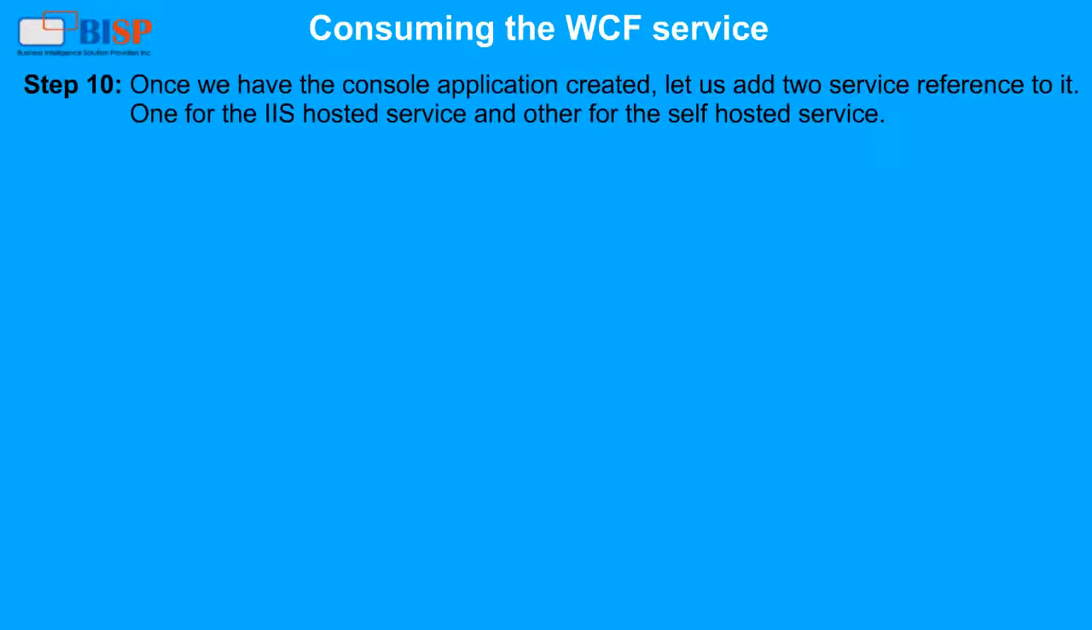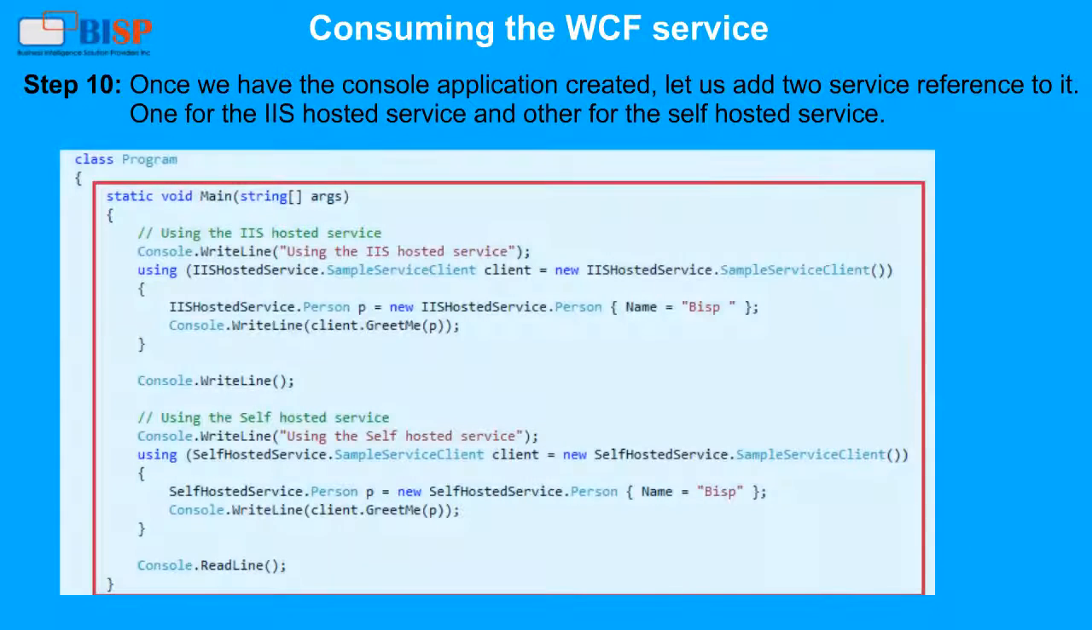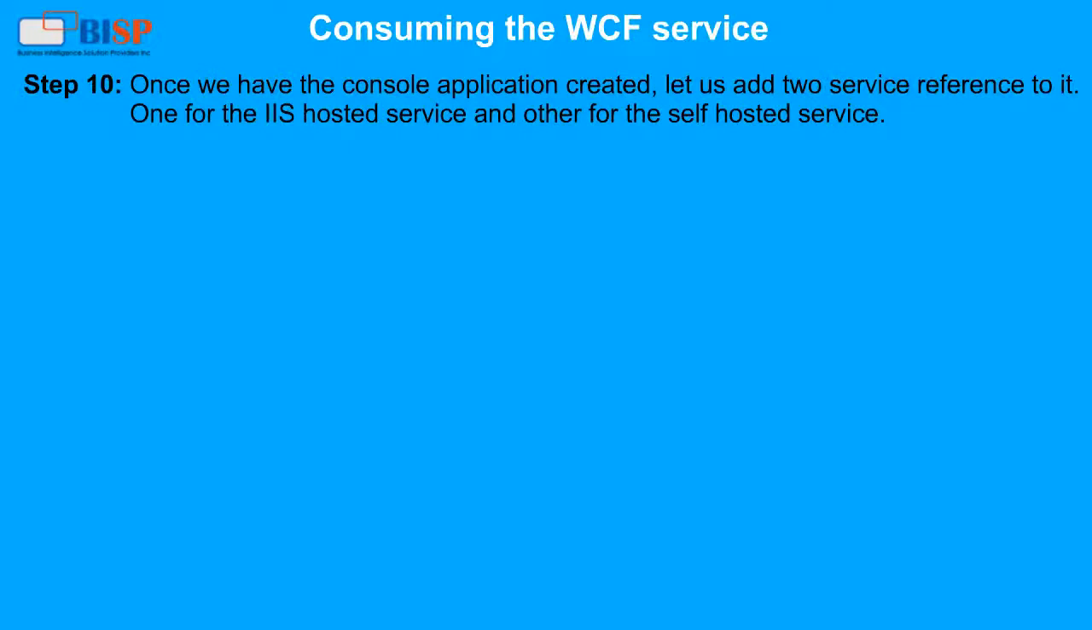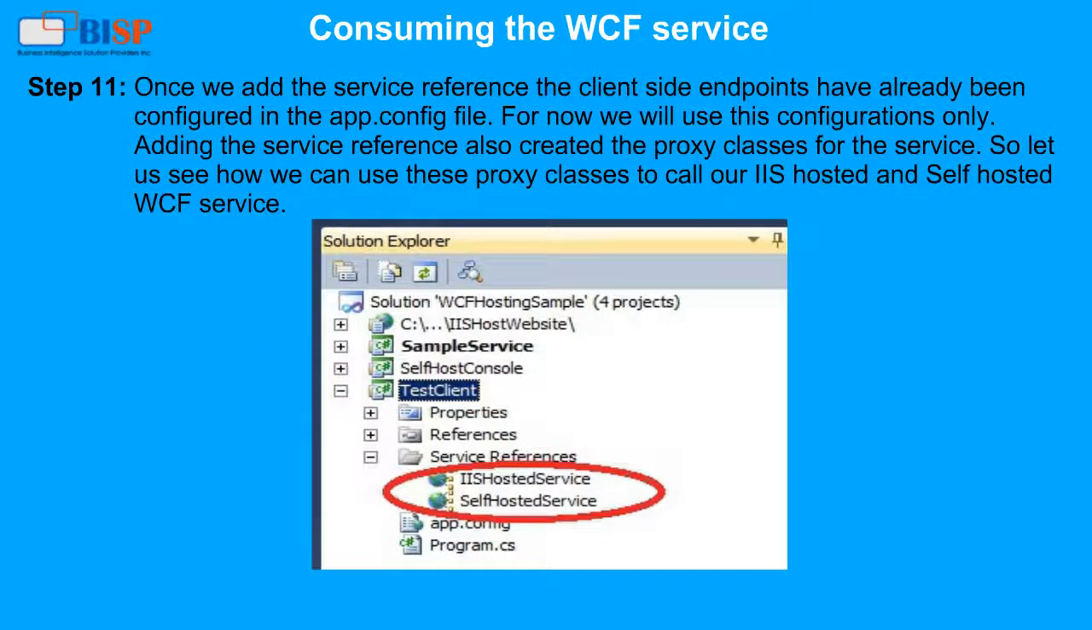Consuming the WCF service. Step 10. Once we have the console application created, let us add two service references to it. One for the IIS hosted service, another for the self-hosted service. Step 11. Once we add the service reference, the client-side endpoints have already been configured in the app.config file. For now we will use these configurations only.